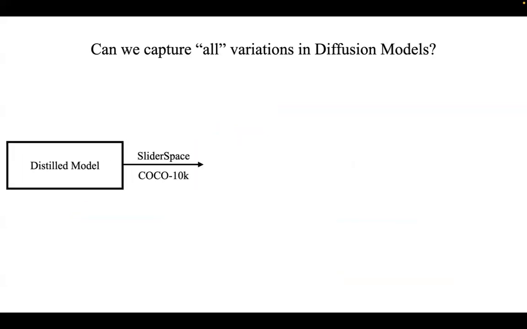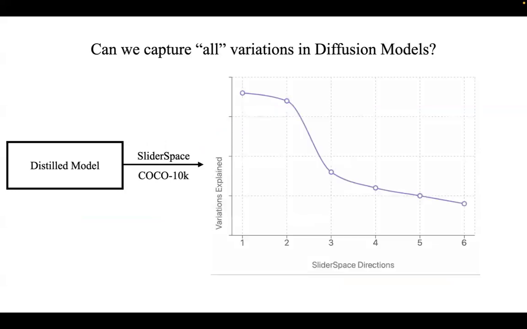So what we do is we extract SliderSpace for diverse prompts like COCO 10K, and we look at these different sliders that are extracted and the variance that these sliders explain in the distribution. Now, during inference, we sample the least variation-explaining directions much higher than the ones that explain more variation.